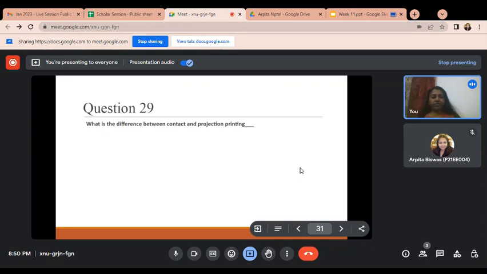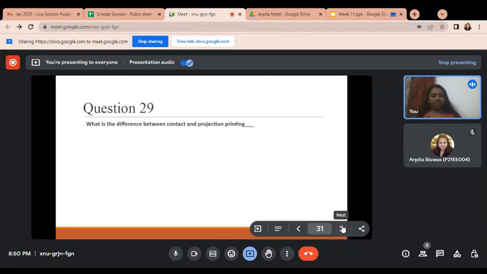Next we are moving toward question number 29. What is the difference between contact and projection printing process? When we discuss the printing process, it is part of the optical lithography process. There are basically three types of optical lithography process present, like the contact printing process, the proximity and the projection. So what happens in the contact printing process?